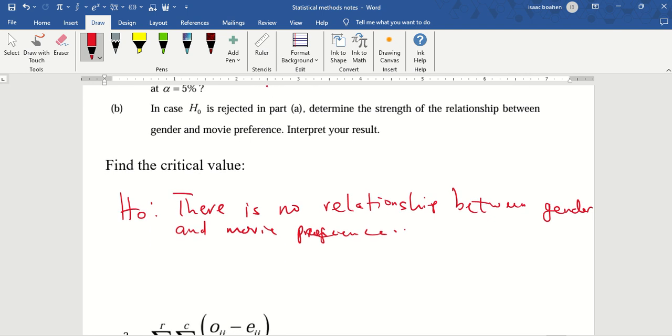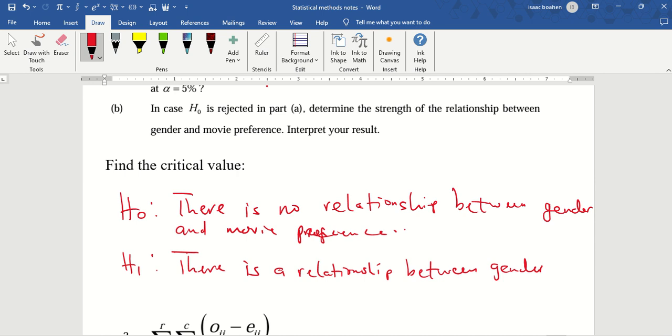Then the alternative hypothesis, H1, means there is going to be a dependence on the two. So we can write it this way: there is a relationship between gender and movie preference.